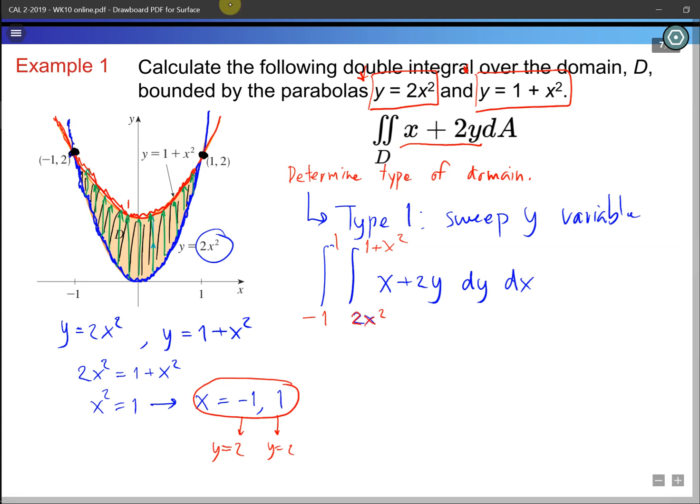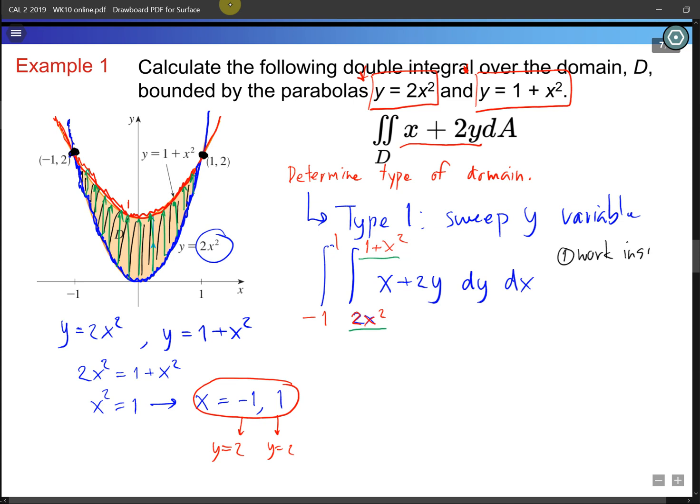Okay, so important part: lower function 2x squared, upper function 1 plus x squared. From now on, it's just the integration. Alright, so I told you about the guideline for how to do double integration before, so I'm going to repeat it again. First guideline: work from inside to outside. And second, treat the other variable as a constant.